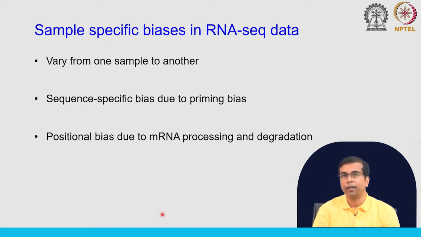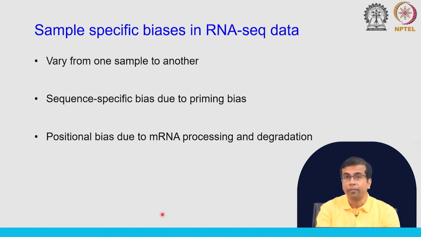We have also talked about something called positional bias, right. So, this is again something to do with mRNA processing and degradation, right. So, if you are processing this mRNA, if you are using oligo dT and maybe some ends, right, let us say one end of the RNA is degraded, right. So, most of the reads will come from a specific position within the transcript.